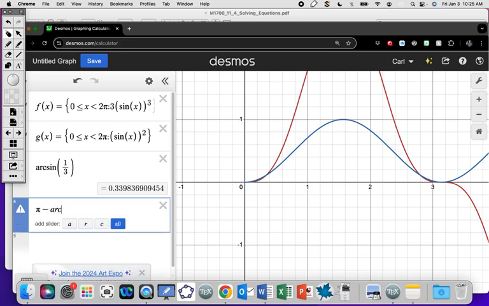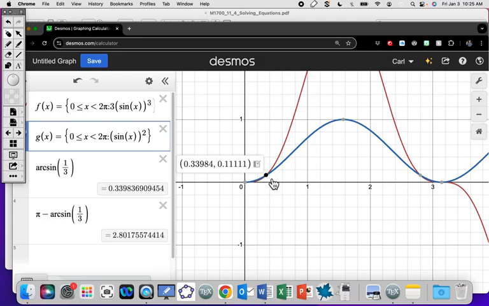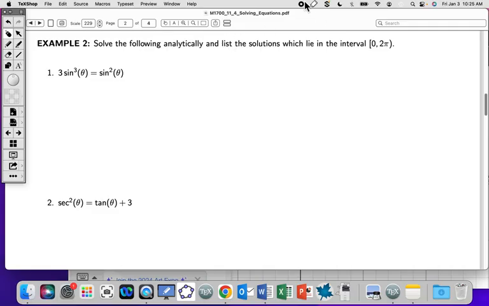Once again, make sure you're in radian mode here, folks, because when we solve these equations, we're looking for real numbers here. Those are radians. There we go. 0.33, blah, blah, 9, etc., and then 2.8. Boom. Okay. All right, so that'll do it for number 1.